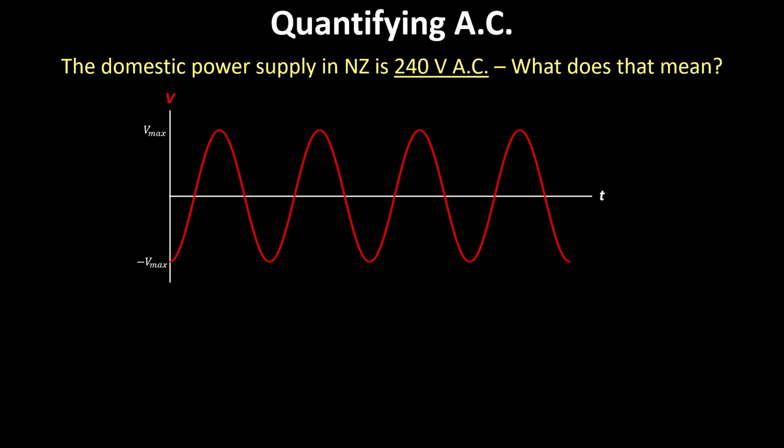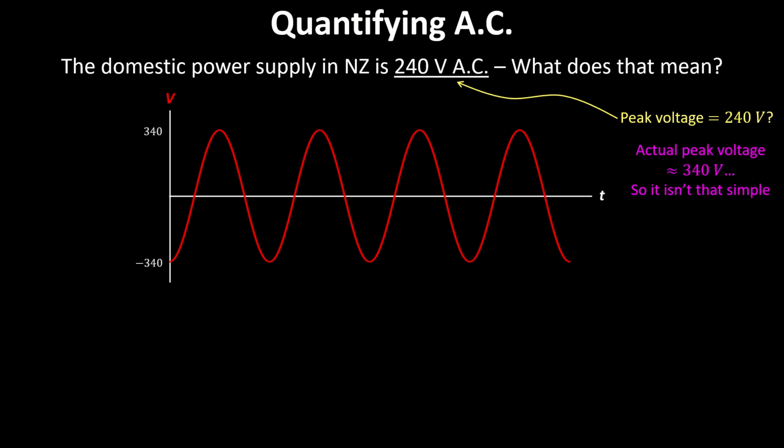Well, if we look at the graph we just had, indicating the maximum and minimum voltages there, one thing you might assume is that 240 volts AC means that the peak is 240 volts. So you'd have a maximum at the top of 240 and a minimum at the bottom of minus 240. That would make perfect sense. But the actual peak voltage in New Zealand is about 340 volts, like 100 volts higher than that. So it's not actually that.